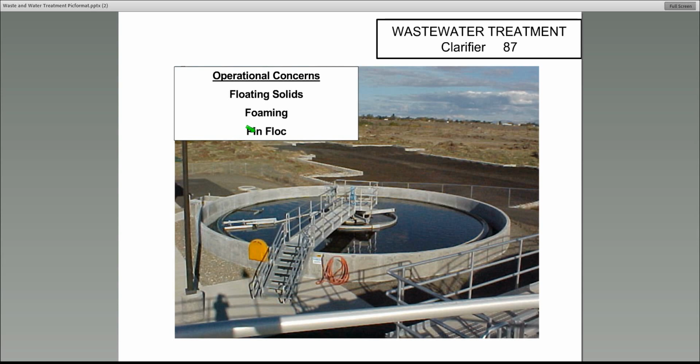Your enemy would be floating solids and any type of foaming, because you do get detergents that come through the plant and it causes too much floating. Usually you have to add alum or a long chain polymer to get these small particles to coagulate and settle out.